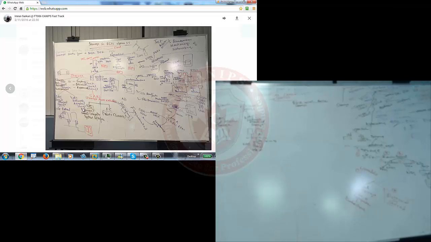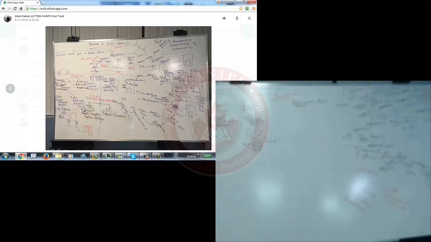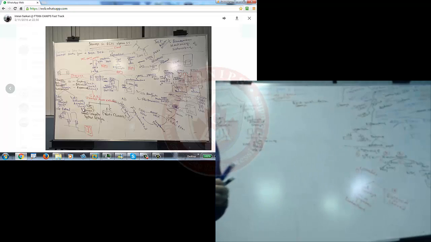It's not considered as DAS or NAS, but it is considered as SAN. It is a block level storage. It is something like this, but it is block level storage. Okay. So direct attached storage, NAS, and this is network attached storage.